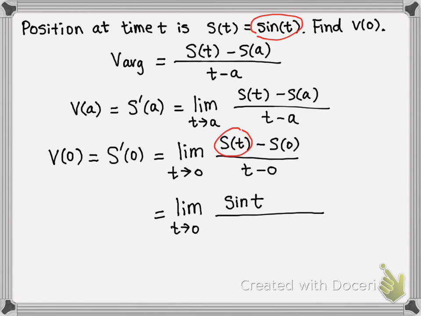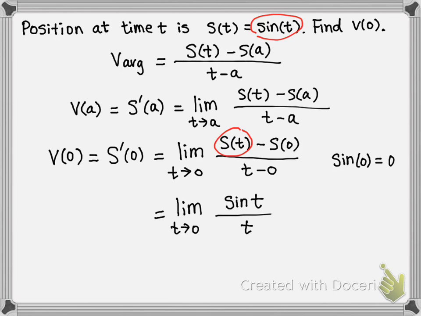S of 0, what is s of 0? S of 0 is sine of 0. So what is sine of 0 degrees or sine of 0 radians? It's just 0. So you subtract 0, you don't even write it. Now t minus 0 is just t.